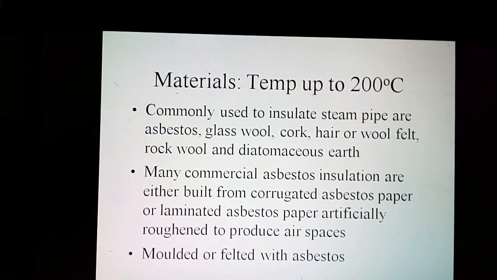The materials most commonly used for steam pipe insulation are asbestos, magnesia, cork, aerogel, roll felt, rock wool, and diatomaceous earth. Most commercial insulations are either built up from corrugated asbestos paper or laminated asbestos paper artificially roughened to produce air spaces, or are molded or felted with asbestos.